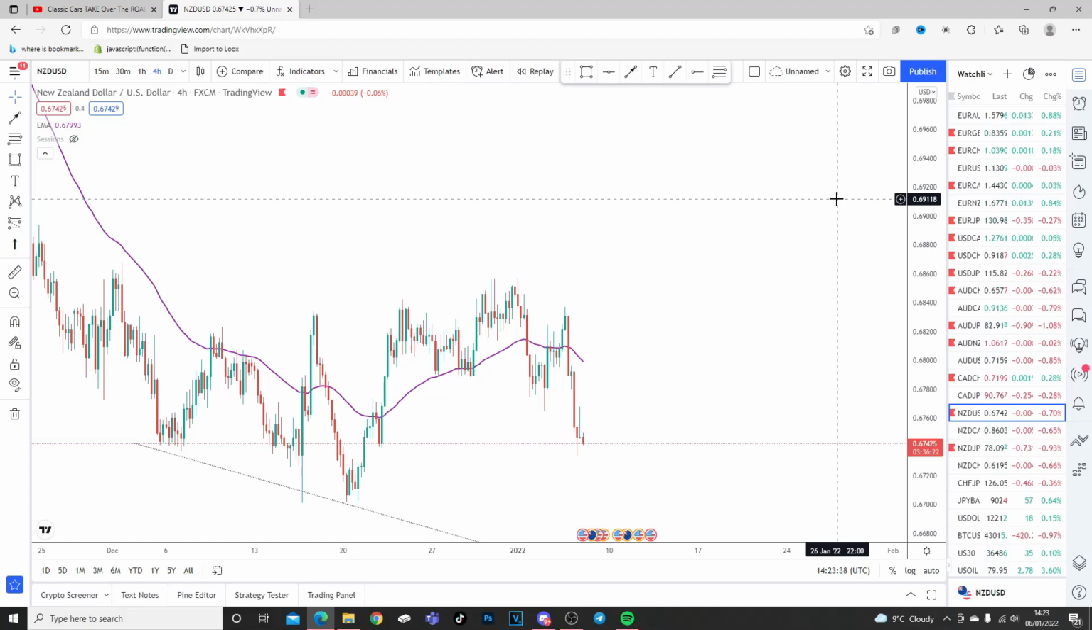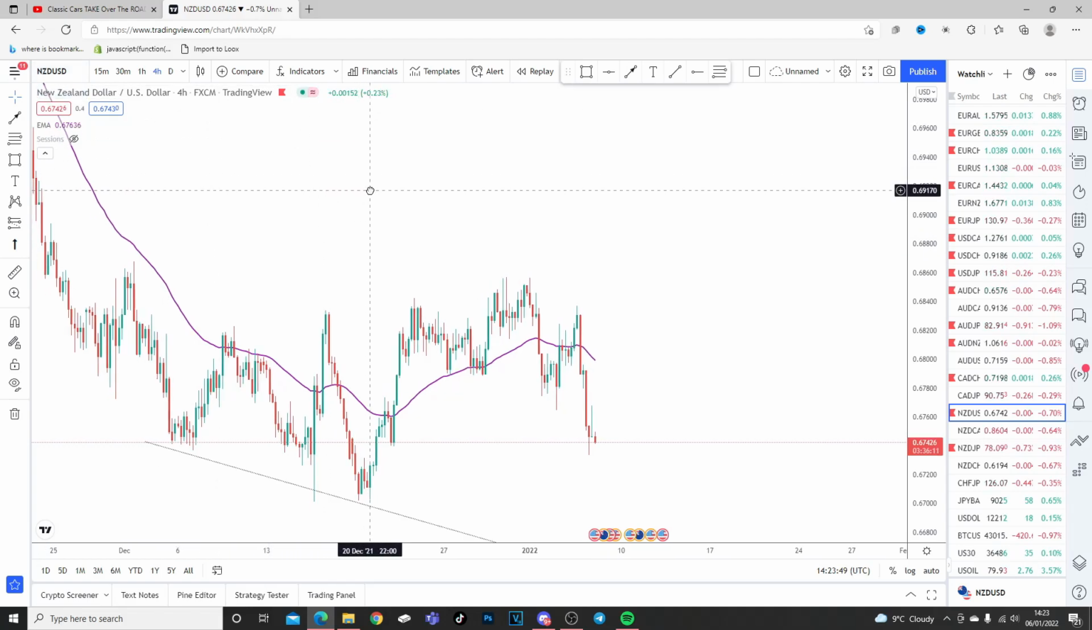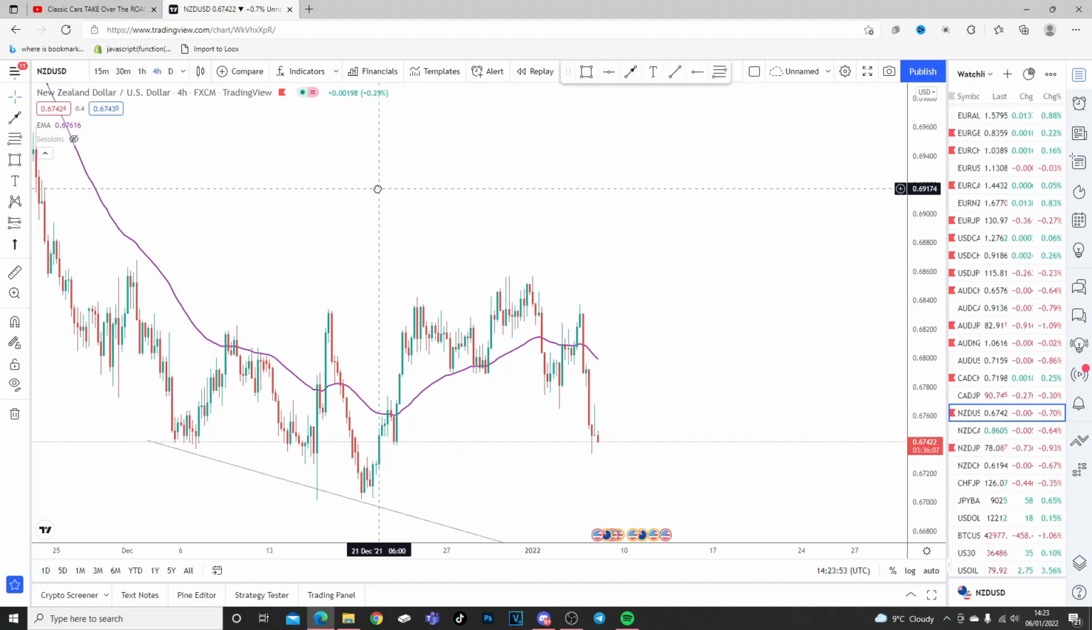Today I'm going to be talking about how to identify and how to trade the head and shoulders pattern. Now as you can see, we have NZD/USD open in front of us on the 4-hour time frame, and with a head and shoulders pattern, what you're looking for is a left shoulder, a right shoulder and a head, as well as a neckline. As soon as you have these four things, that's when you know that you are able to trade.